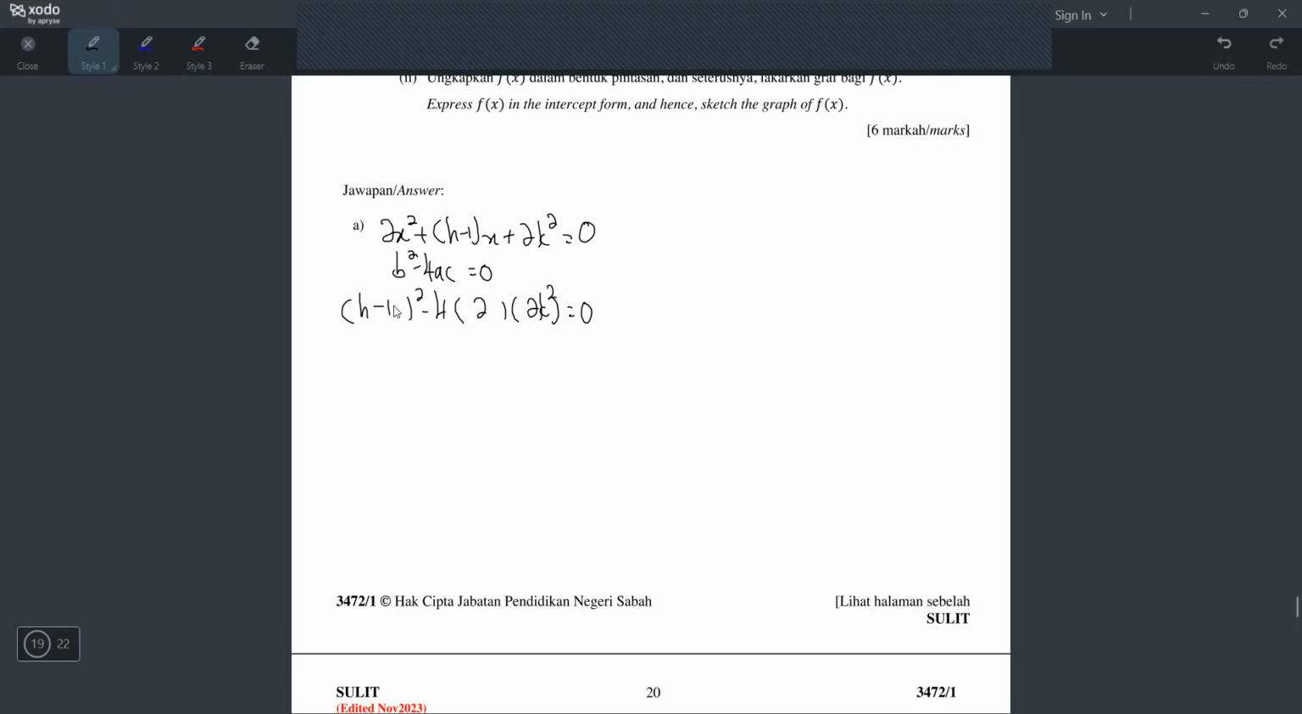So should we expand this? Actually, if you don't expand, it's better. Okay, I will tell you later why. It's better to just leave it like this, right? Okay, negative 4 times 2 is negative 8 times 2 is negative 16K squared equals 0.